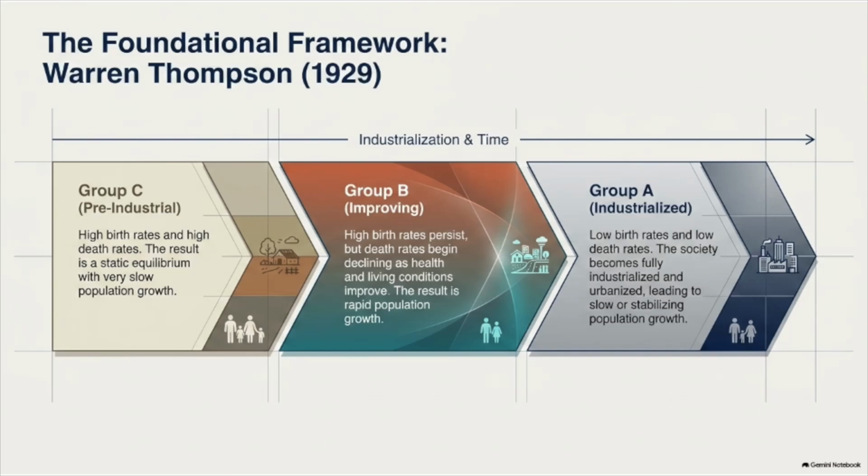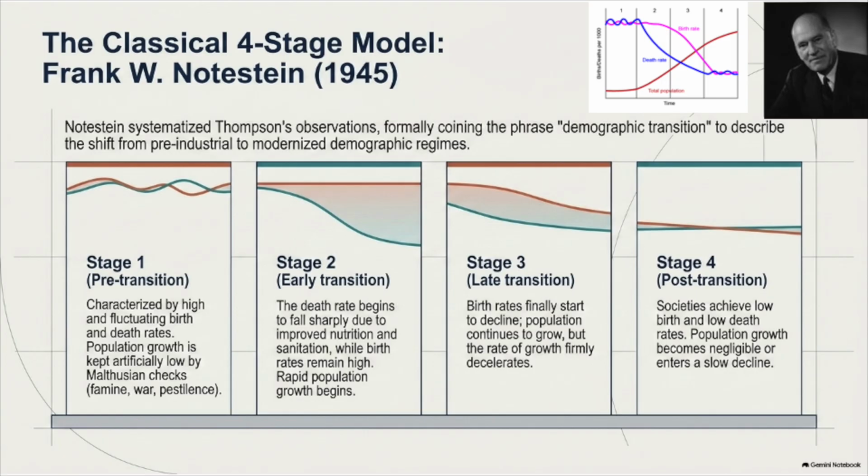And Group A, the industrialized group, achieved low birth rates and low death rates, becoming fully industrialized and urbanized, leading to slow or stabilizing population growth. Frank W. Notestein systematized Thompson's observations in 1945, formally coining the phrase demographic transition to describe the shift from pre-industrial to modernized demographic regimes through his classical four stage model.